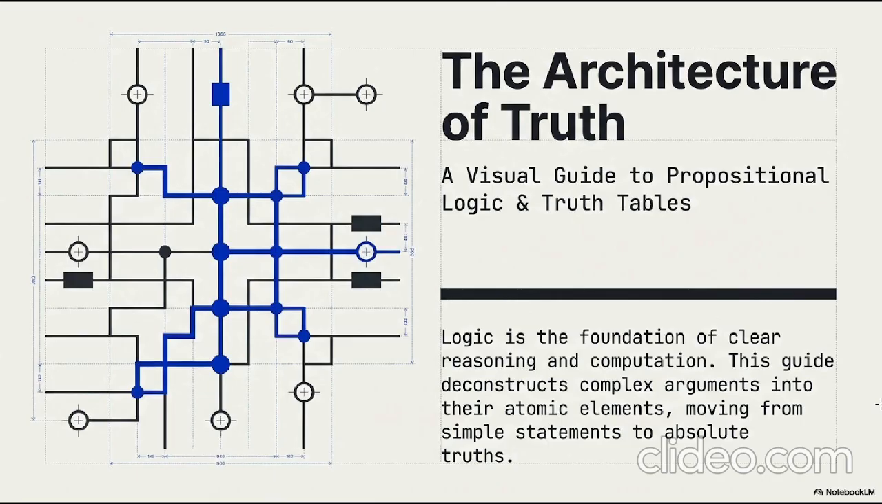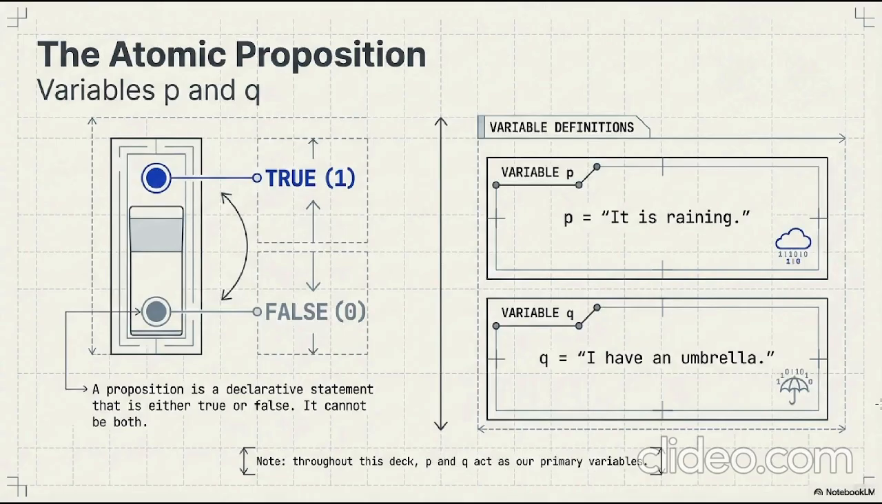Let's start with the most basic idea, a proposition. A proposition is a statement that is either true or false, never both. In logic, we represent statements using variables like P and Q. For example, say P means it is raining and Q means I have an umbrella. Each statement can only take one of two values, true represented by 1 or false represented by 0. These simple truth values are the building blocks of everything that follows.